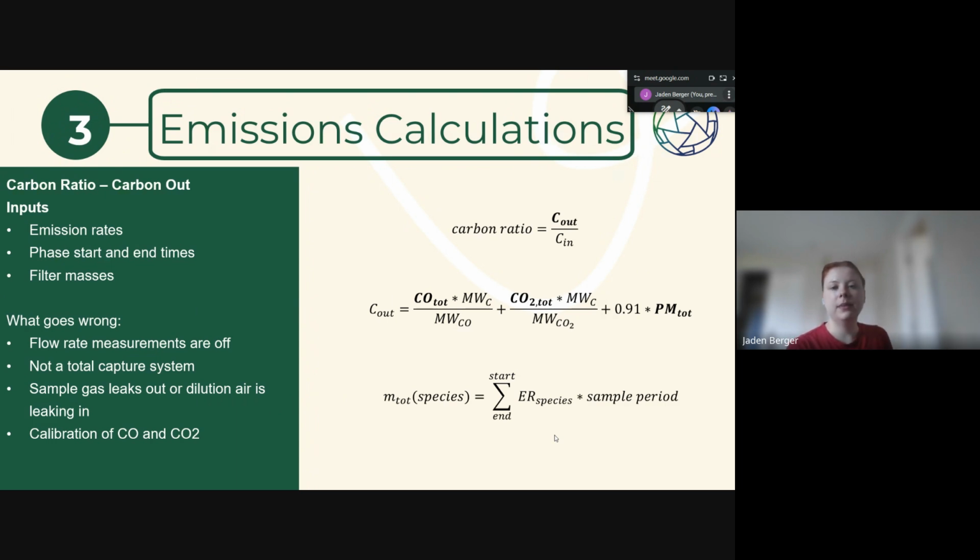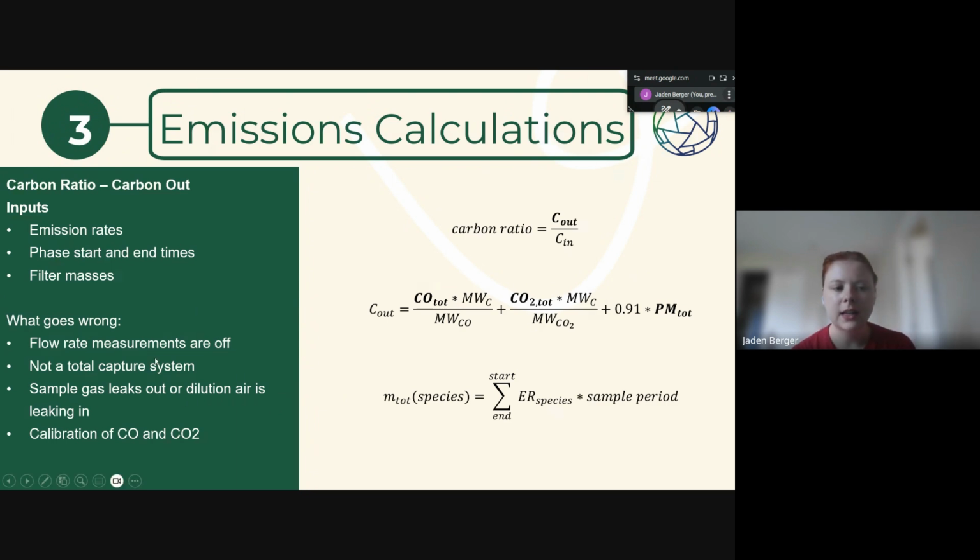So carbon out basically is we're looking at how much total carbon we measured from each of our emission species. So from our CO, our CO2, and our PM. There's carbon in each of those. We can figure out the exact mass of carbon from those. I tend to see that if something's going to go wrong in our carbon ratio, it's probably our carbon out. There's a lot more that goes into our carbon out. You'll see in a second, carbon in is a much easier equation.